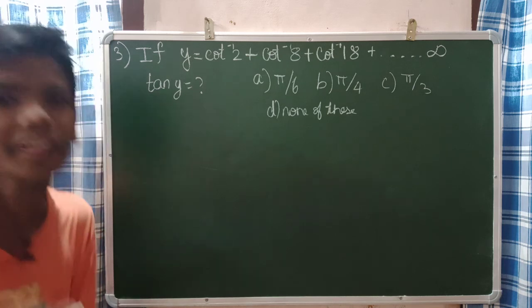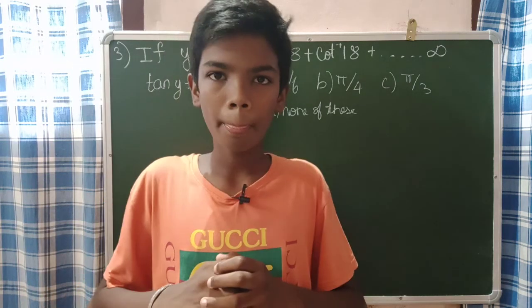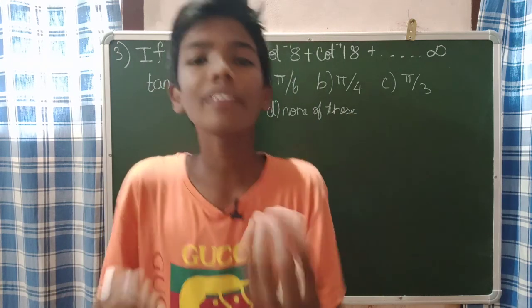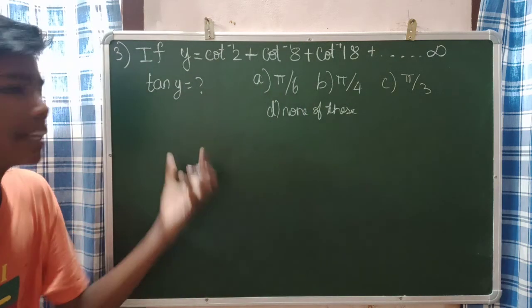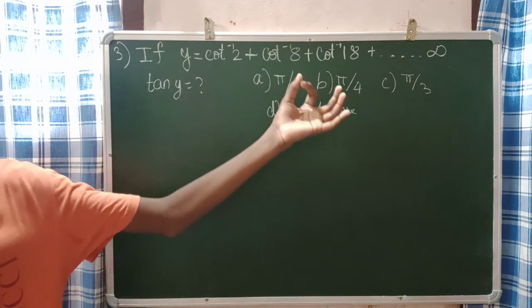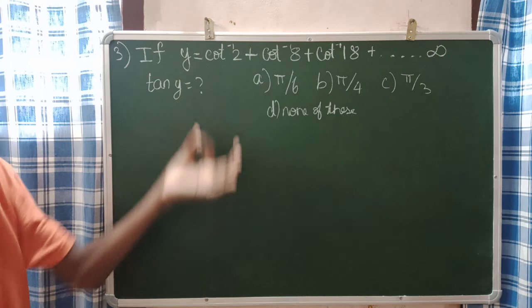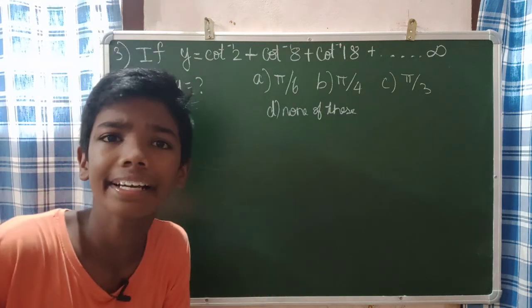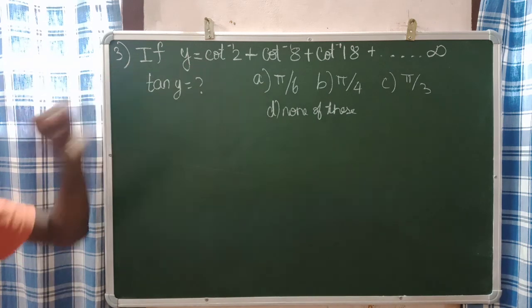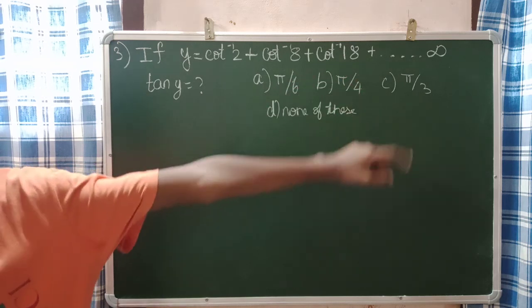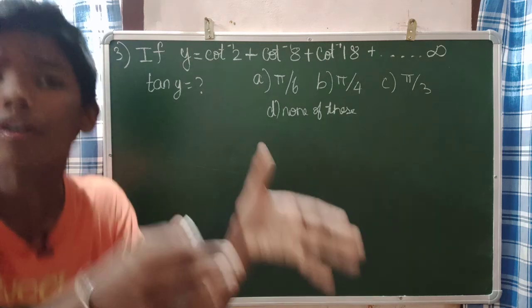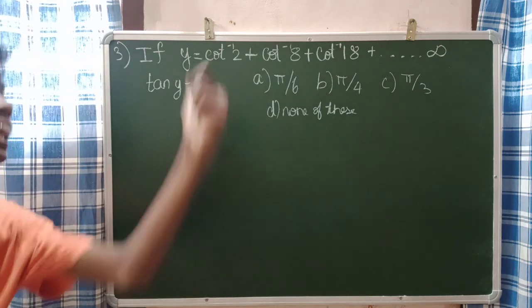Inverse trigonometric function of any value will give us some angle, in terms of pi, in terms of radians. So cot inverse of 2 will give us some angle. Cot inverse of 8 will give us some angle. Cot inverse of 18 will give us some angle. And the sum of all those angles will also be an angle. That means your y is also an angle. Cot inverse of 2 is an angle, cot inverse of 8 is an angle, cot inverse of 18 is an angle, and if it goes on up to infinity, for those values also it will be an angle. So the sum of all those angles will also be an angle. That angle is only y.